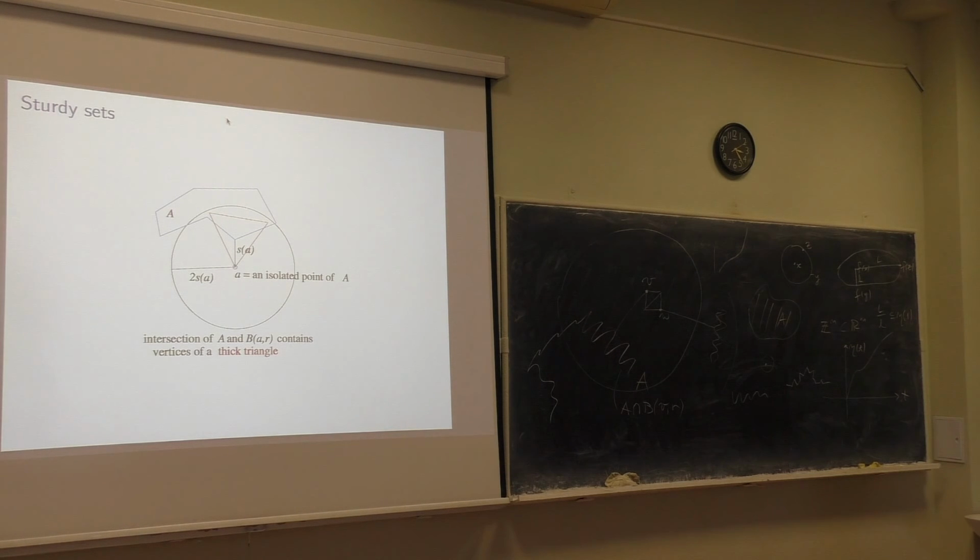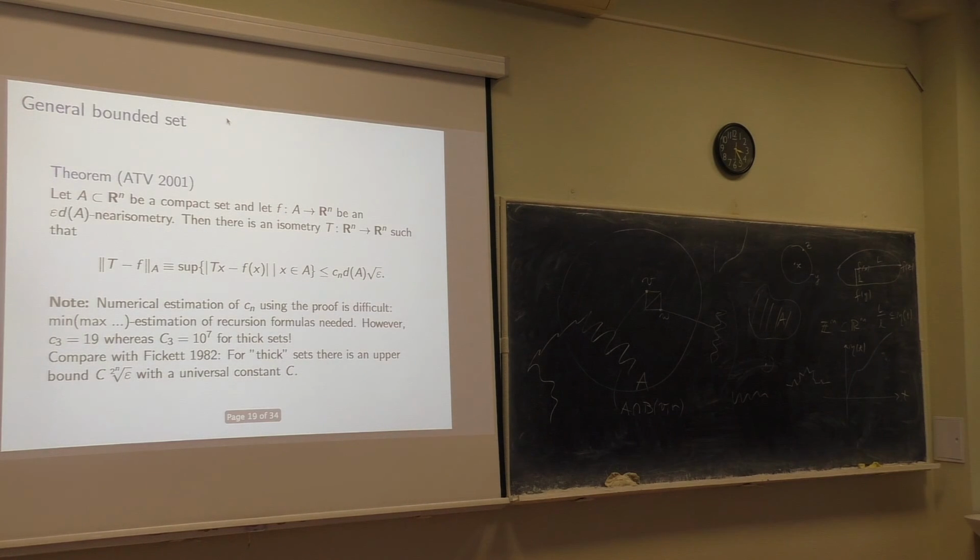I think it would be interesting for people to see that if the set is not sturdy, not thick, then there is no linear approximation, but there is a square root approximation. Yes. So without this thickness, this is the best we can get in the approximation.